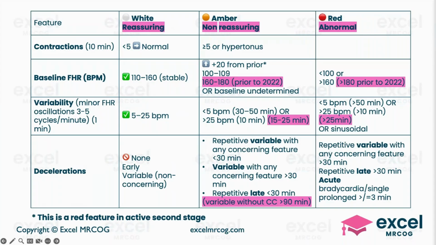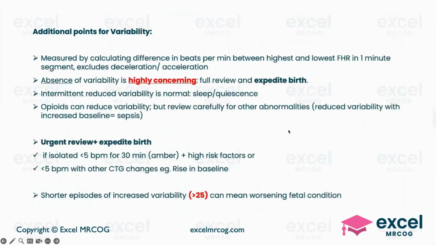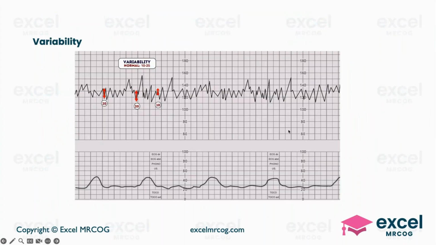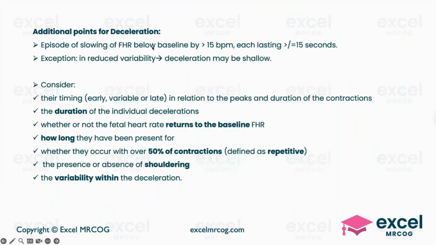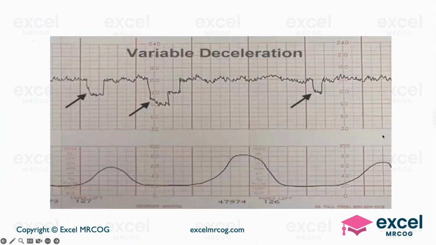Now if I look at decelerations in general, I have three different types of decelerations. When I see this, I told you what it is: more than 15 beats per minute, each lasting at least 15 seconds. The exception is in reduced variability, where they can be slightly shallow, but other than that, these are the features you are supposed to look for. Let me show you so that you can remember it better.